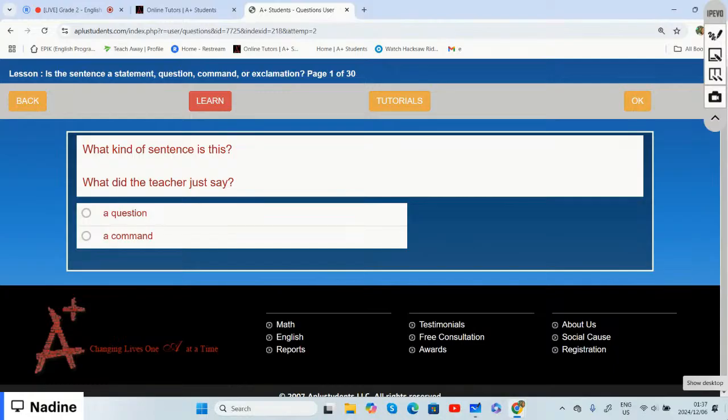So is it option one, a question? What did the teacher say? Or option two, a command? Which one is correct? And if we were to choose the correct option, then it is a question that is being asked. What did the teacher just say? Now your friend will probably repeat. So it is basically a question that is being asked. So option one, well done.